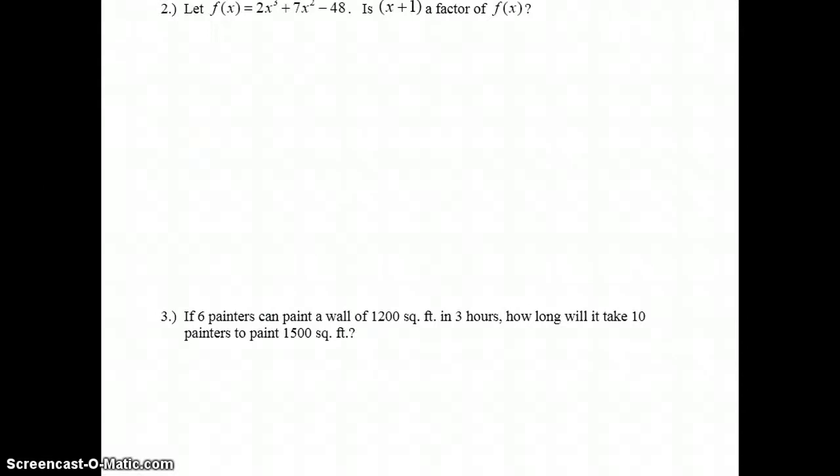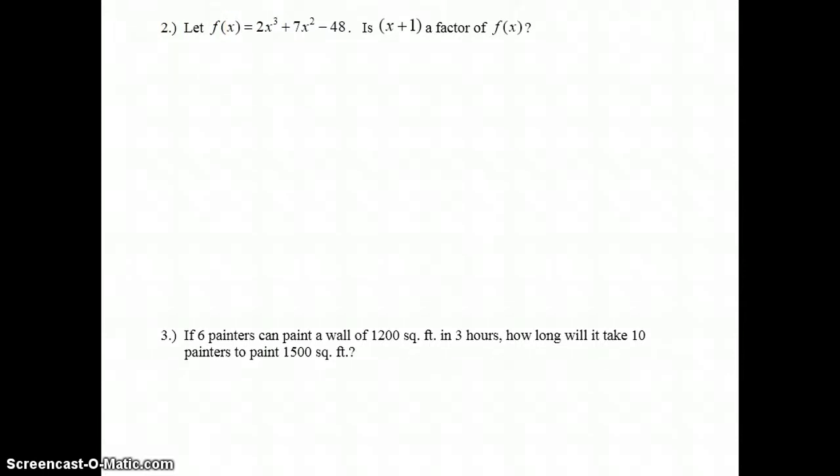You know, since that was so short, let's take on page 2 at the same time. So, f of x is 2x cubed plus 7x squared minus 48. And we want to know, is x plus 1 a factor? Well, one thing we can do is put negative 1 in there and see if we come out to a 0.